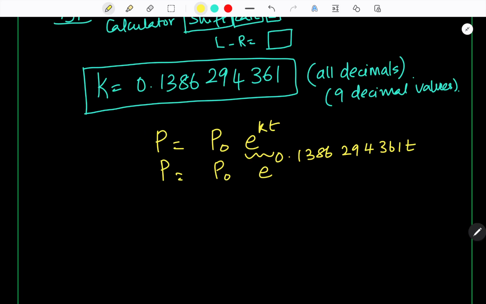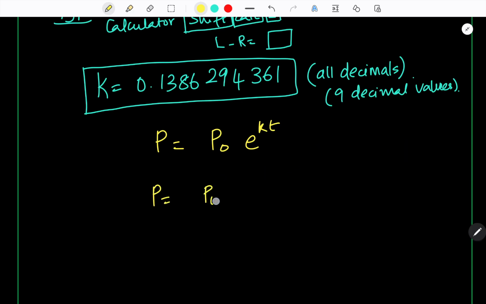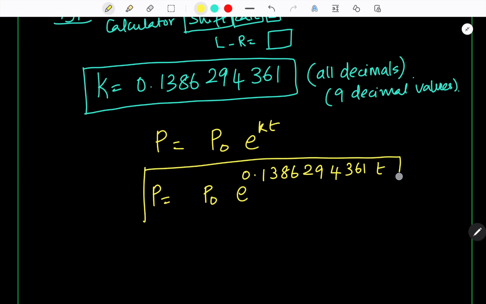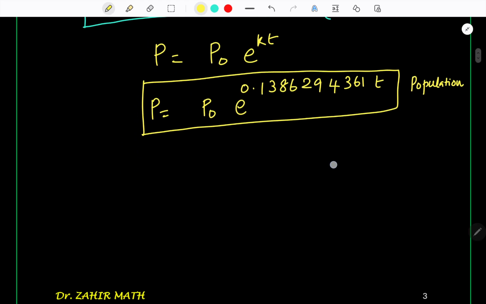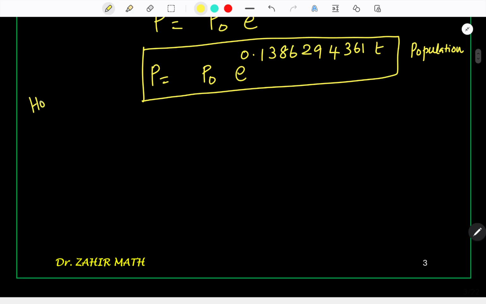I need to box this. So let me write it with a space. P equals P naught e power 0.138629436 t. So this is my equation, right? This is the population equation or population growth equation. Now we have 2 questions. What are the 2 questions? How long will it be triple? How long will it be 4 times, quadruple?